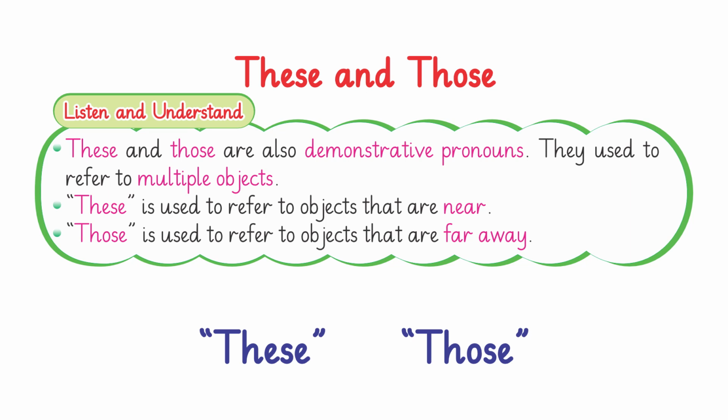Dear students, today we are going to learn about the lesson of these and those. These and those are also demonstrative pronouns. They are used to refer to multiple objects. These is used to refer to objects that are near. Those is used to refer to objects that are far away.